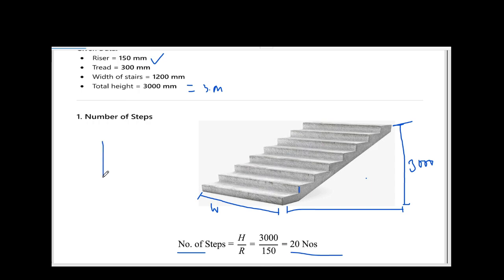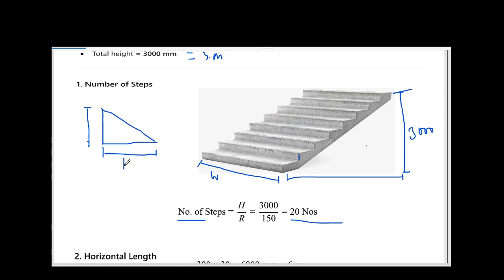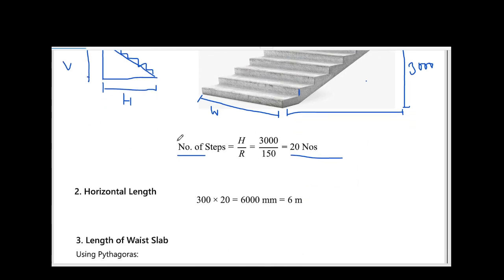Suppose this is the side view of the stair. This is the height, this is the horizontal length, and this is the vertical. This is the step. I hope it is clear. So the first step is to find the number of steps. You just got the number of steps.